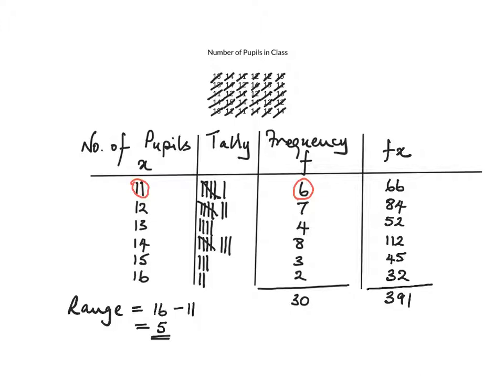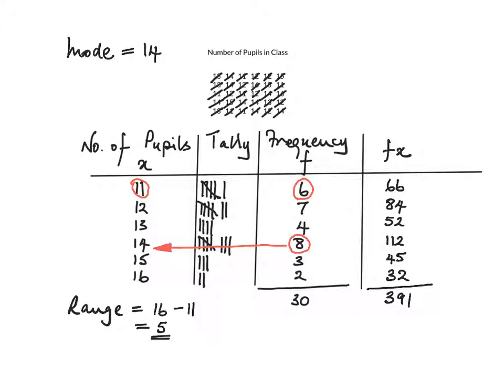Next thing we can do is calculate the mode. The mode is found by looking at the frequency column. Now, the largest number in the frequency column is this 8 here. That doesn't mean to say that 8 is the mode. What we want to do then is to go right back to the first column. That means that we have 8 classes with 14 students. So 14 is the mode. 14 is the most common number in our data.